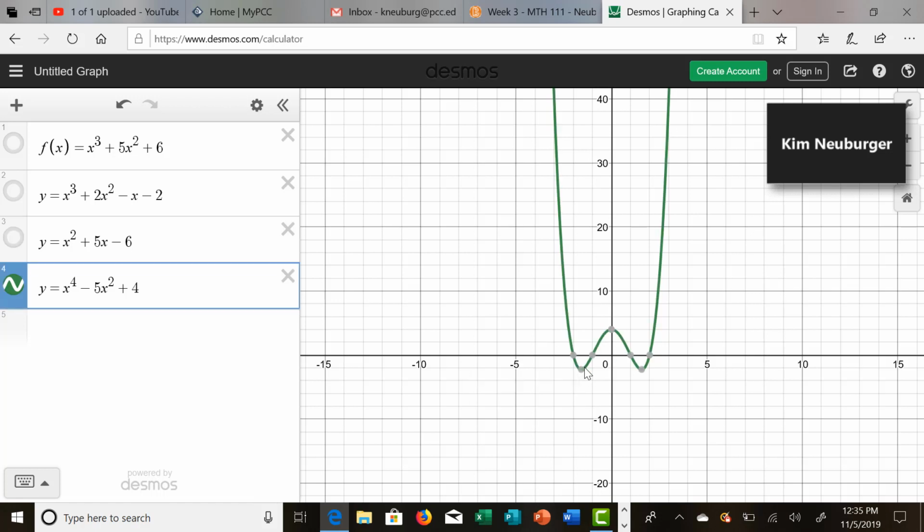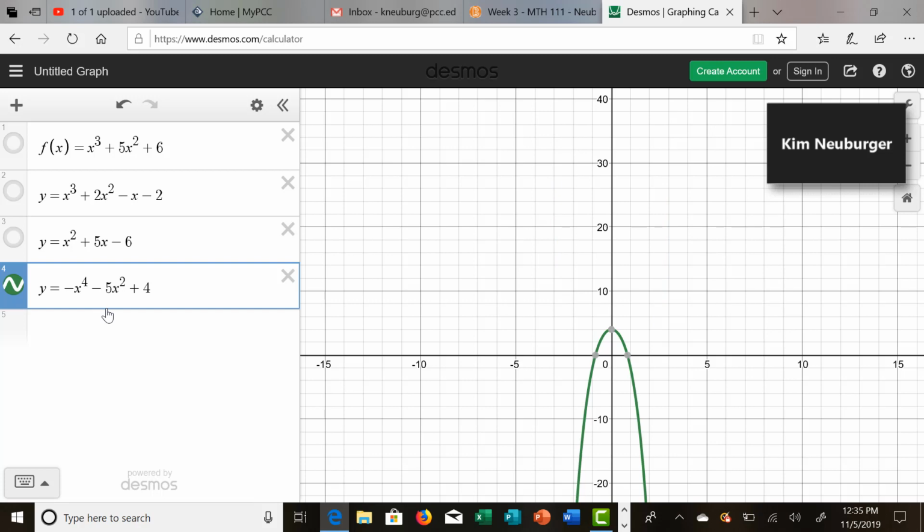So let's click on these and notice that the lowest value right here is negative 2.25. Let's examine this one. It is also negative 2.25. So they both have the same y value, which is the absolute lowest y value. So that would be an absolute min. And the local max, it happens right here at 4. Now, let's put a negative in front and see what happens.